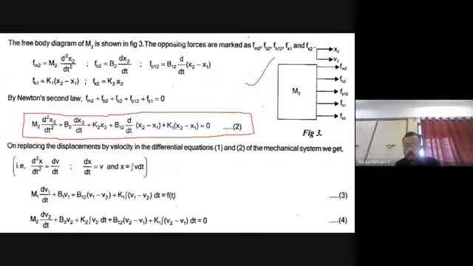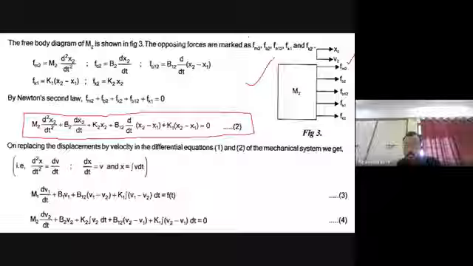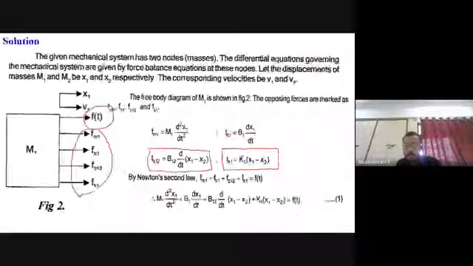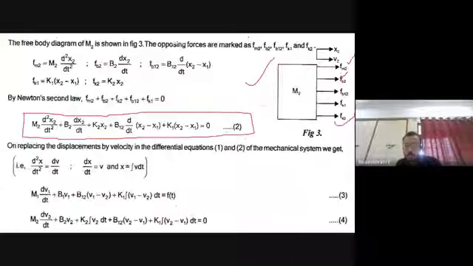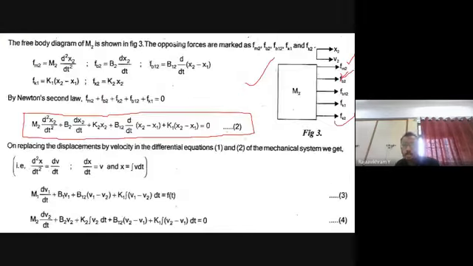So you have the four elements plus X2 and V2. For M2, look at this, all the forces are represented. You have to find out whether all the forces are represented. Fm2 is represented. Next K2, so K2 is also represented. Next one is B2, so B2 is also represented. Next B12 and K1. So all the forces are indicated in the free body diagram.